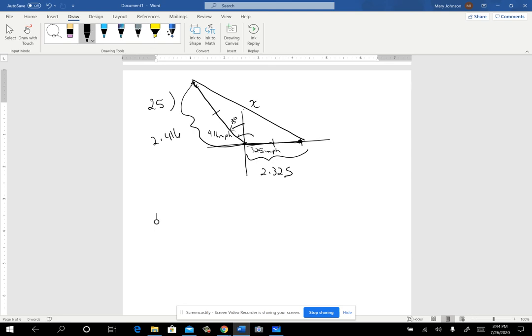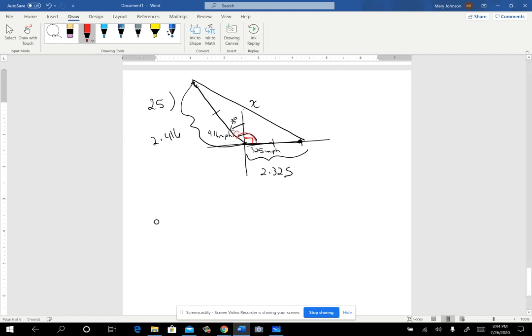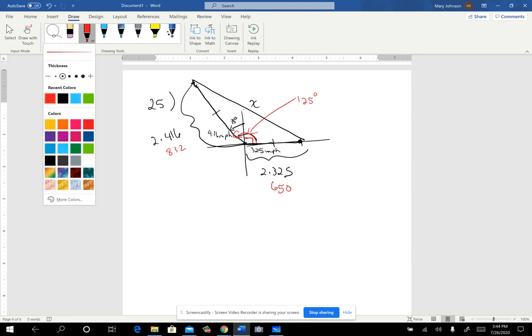Okay, so I need this angle. Can you see that that angle is going to be 35 and 90? Okay, it's going to be 90 plus 35, so that's going to be 125 degrees. So this angle right here is 125 degrees. Okay, and then let me go ahead and do 2 times that would be 832. 2 times that would be 650. So that's the length of those two sides, and now it's just a straightforward law of cosine problem.